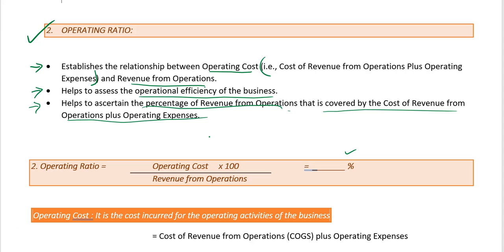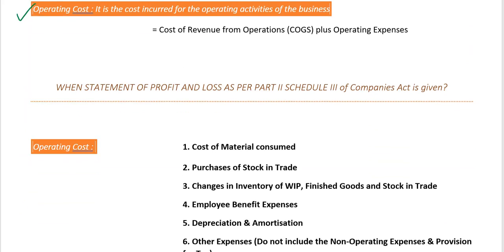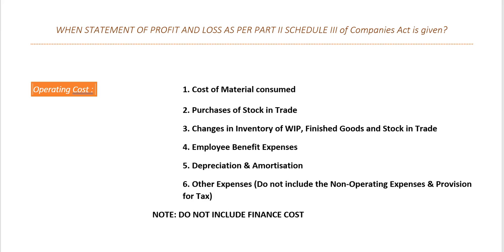What is the definition of operating cost? It is the cost incurred for the operating activities of the business and is equal to the cost of revenue from operations, or COGS, plus the operating expenses. When the statement of profit and loss as per Part 2, Schedule 3 of Companies Act 2013 is given, we can directly arrive at the operating cost.